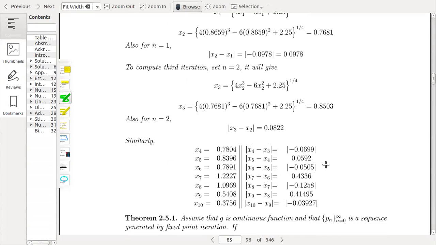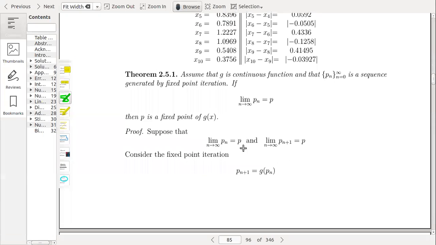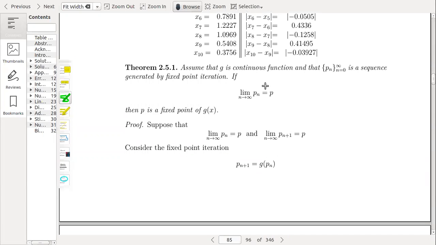Next, the theorem is that assume that g is a continuous function, and that the sequence of roots p1, p2, p3, and so on pn is a sequence generated by fixed point iteration. If the limit as n approaches infinity of pn is equal to p, then p is a fixed point of g of x.